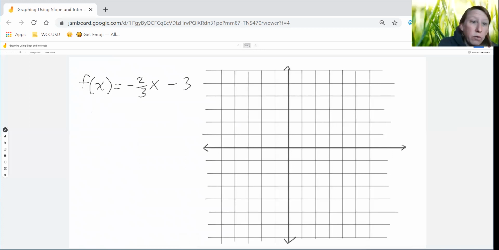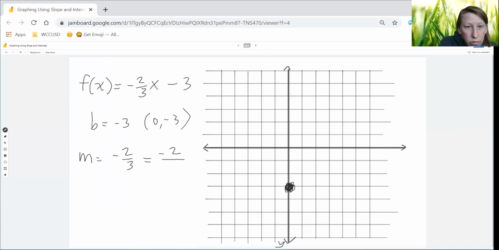Okay, we know we're going to begin at -3, which is the point 0, -3. Here's the y-axis, and I'm going to begin right there. And then my slope is -2/3. My directions are that I will move from this beginning point down 2, because it's rise over run, and right 3.